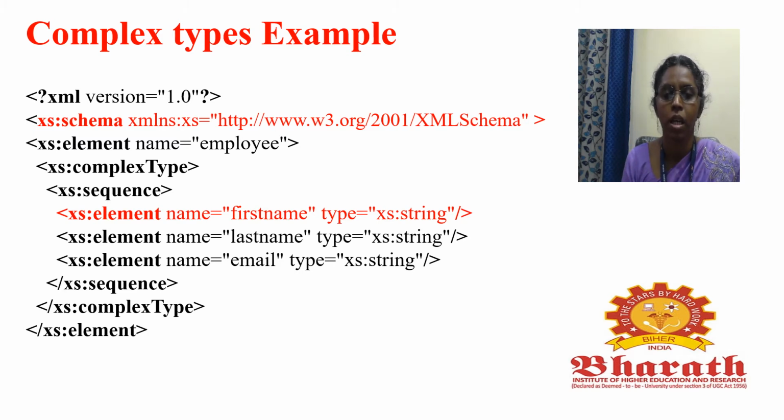What is the meaning? We are having any number of elements and some of the elements may be empty, and XS sequence specifies all the attributes should be in order, in sequence. Then we are closing the sequence tag, complex type tag, and the element. If you look at this first name, last name and email, what are the types of this element? First name belongs to the string. This is the way of representing the schema.